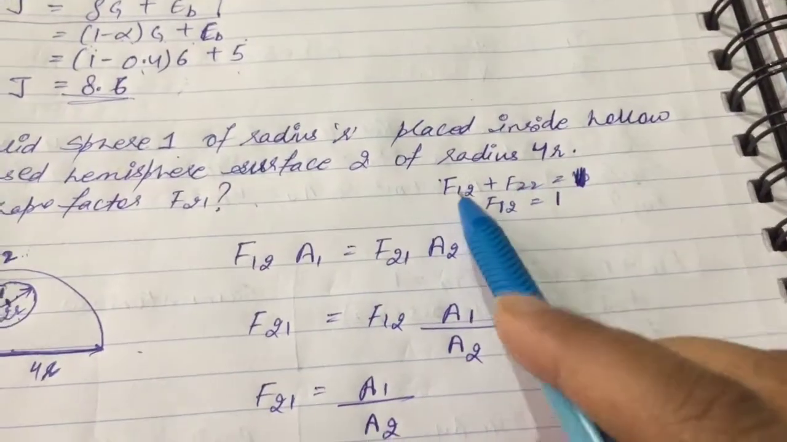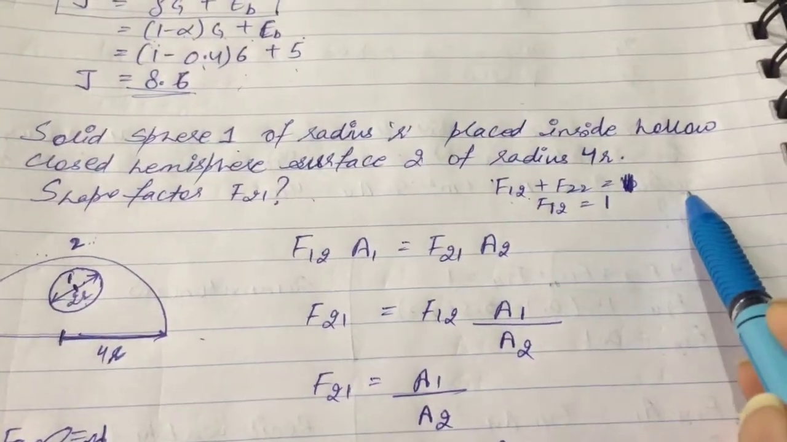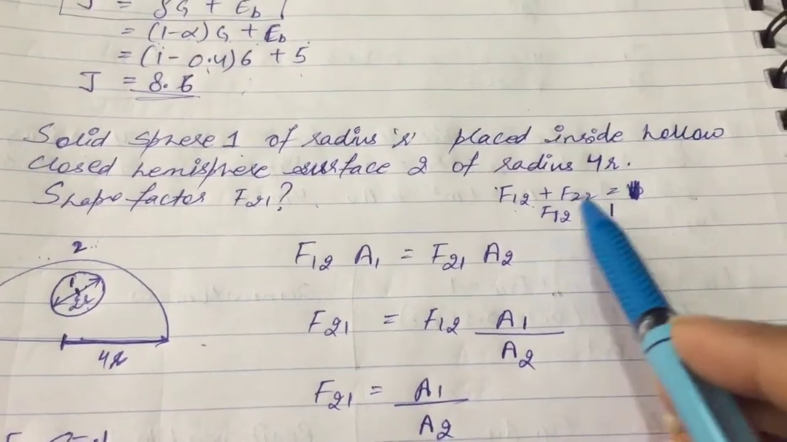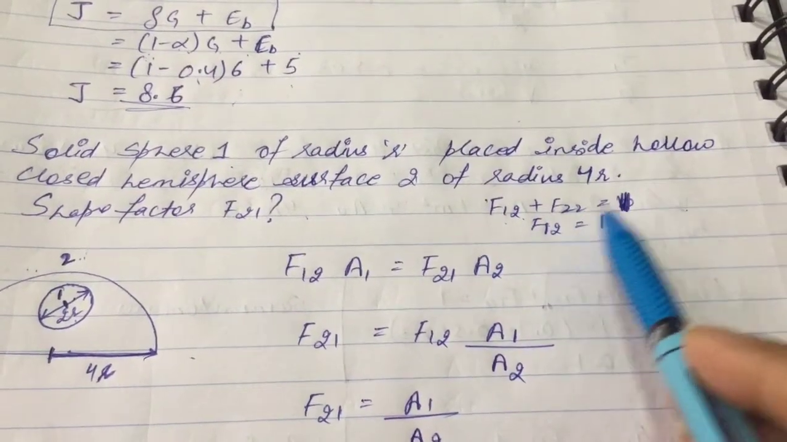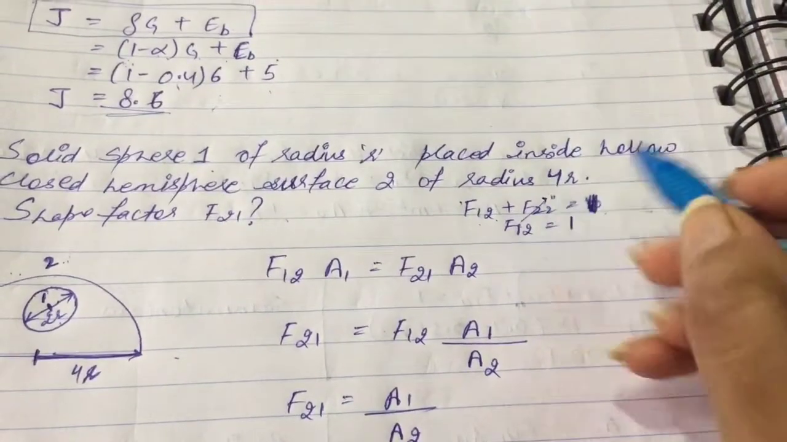So we know that F12 plus F21 is equal to 1, and F12 plus F22 is equal to 1, and we know that F22 would be 0.